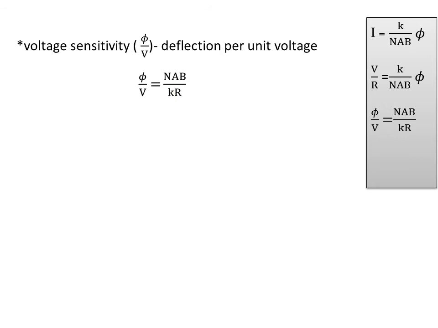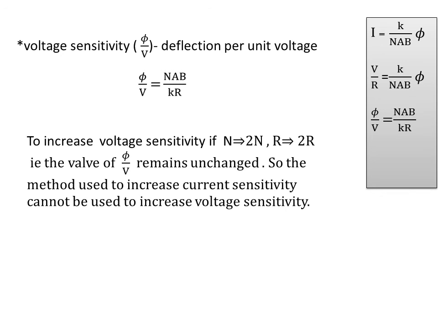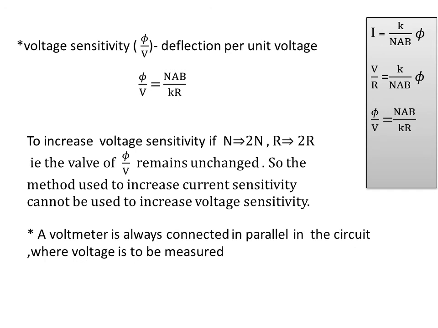Earlier we have seen that to increase current sensitivity, a better option was to increase the value of N. Now if we use that method here, if we increase N to 2N, R becomes 2R. That is, the value of phi by V remains unchanged. So the method used to increase current sensitivity cannot be used to increase voltage sensitivity. Now another related question is, how will you connect a voltmeter in a circuit? A voltmeter is always connected in parallel in the circuit where voltage is to be measured.